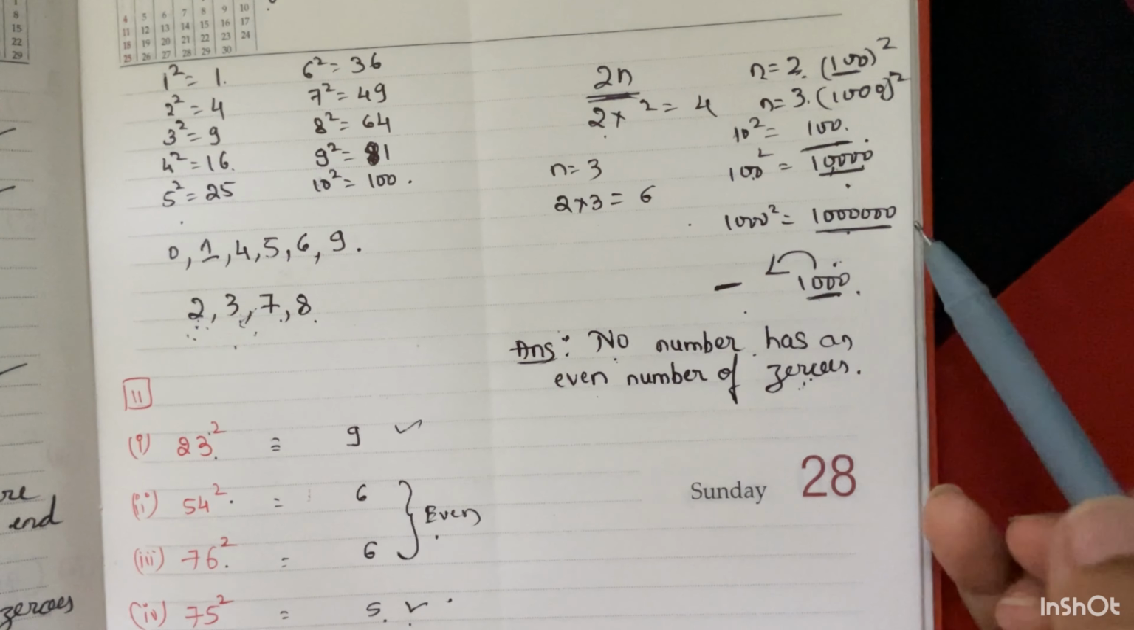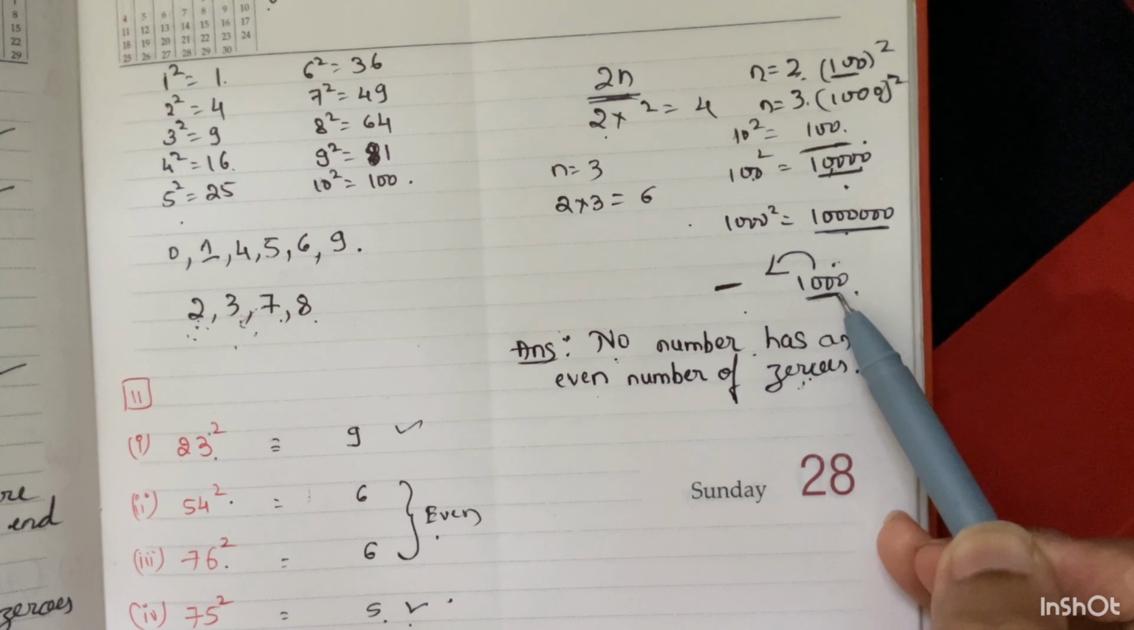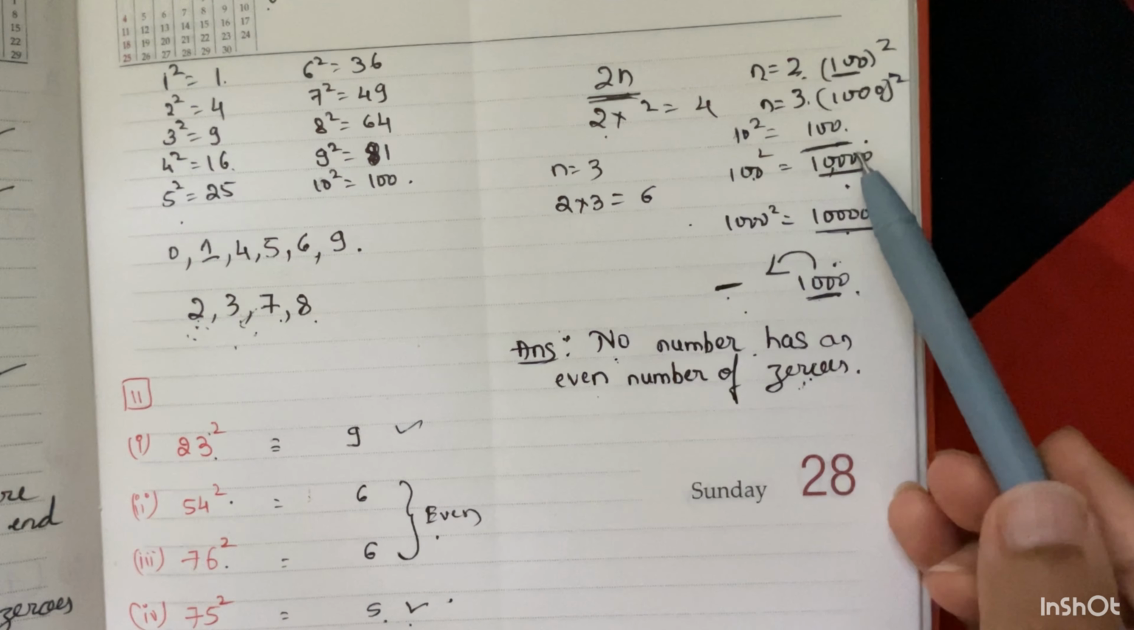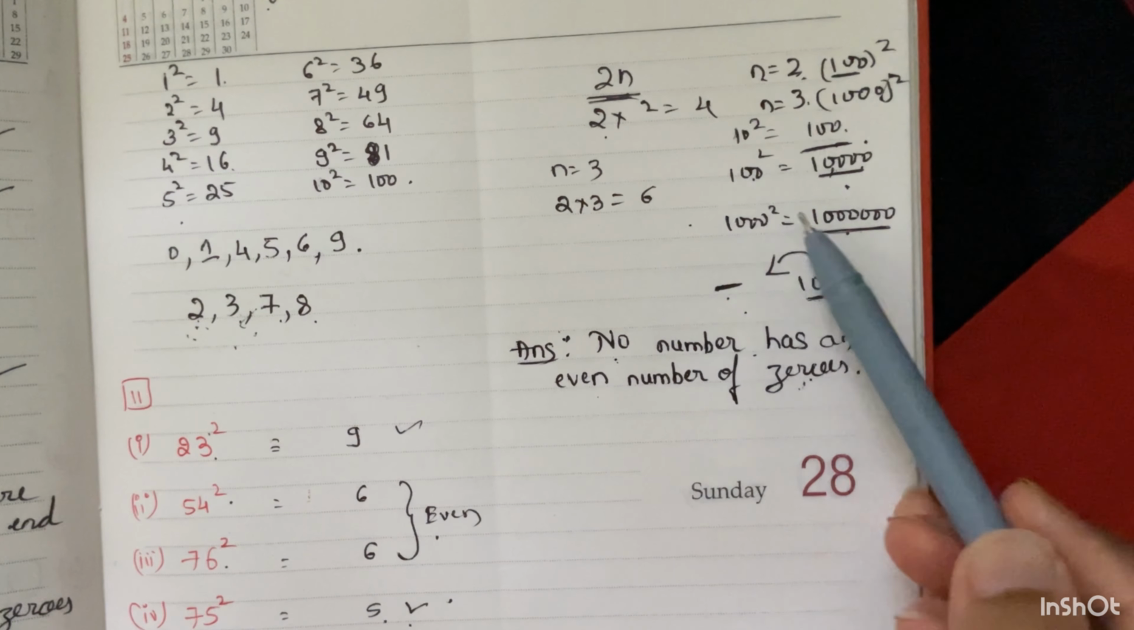As we have discussed here, if you have an odd number of zeros, you will not get a perfect square for that, and if you have an even number of zeros, you will get a perfect square for that.